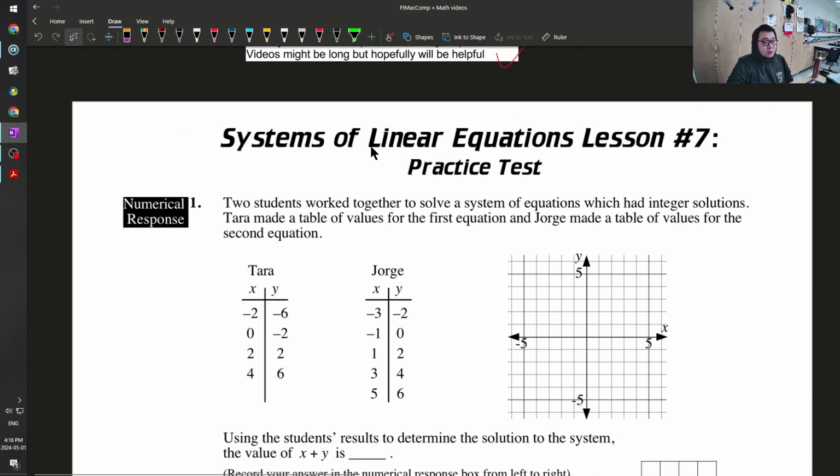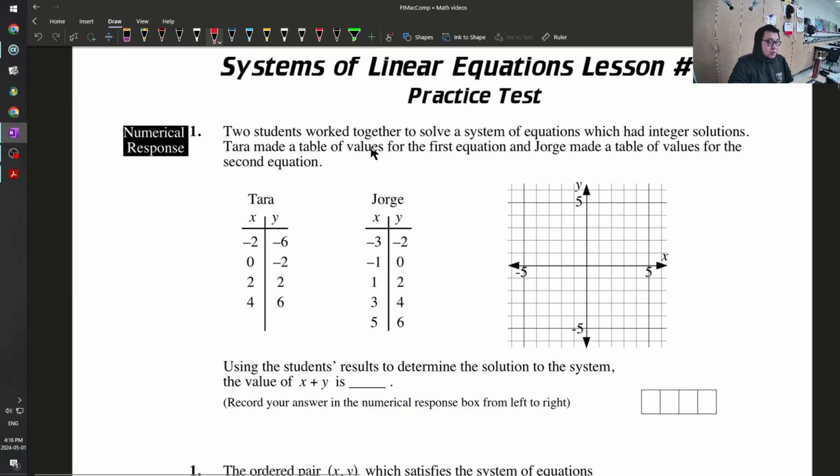1. Two students work together to solve a system of equations which had integer solutions. Tara made a table of values for his first equation, and Jorge made a table of values for a second equation. First we just gotta plot these dots and then connect some lines. (2, -6), (0, -2), (2, 2), (4, 6). Next up, Jorge. Connect this in a nice line. Good enough. Jorge, let's use a different color.